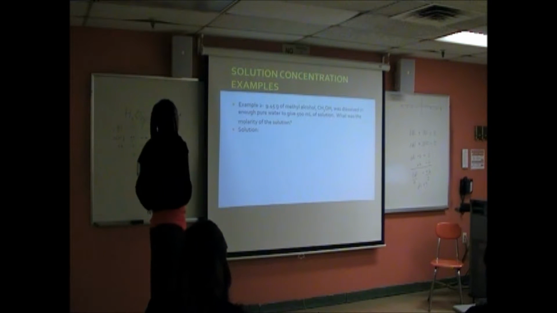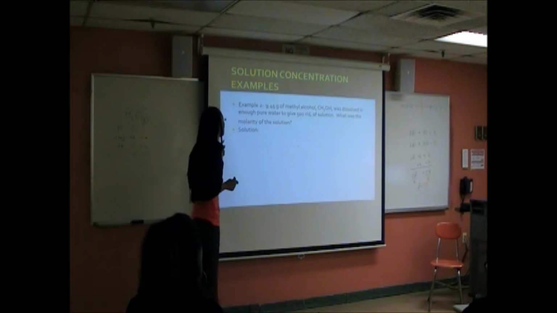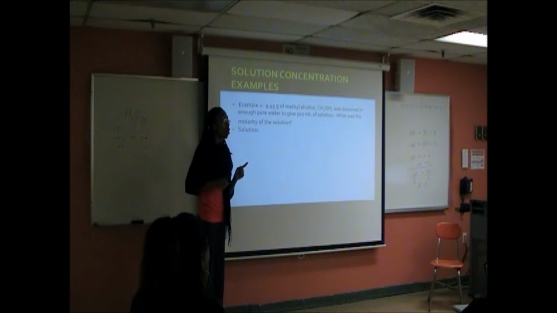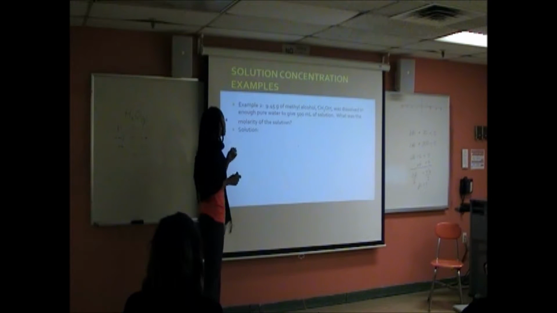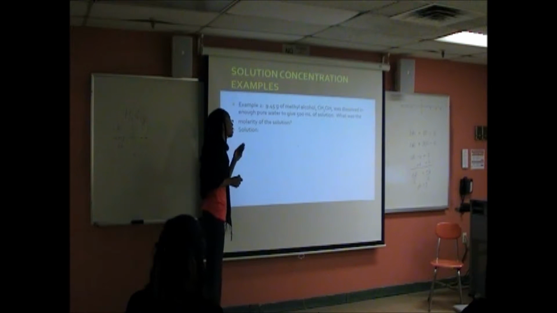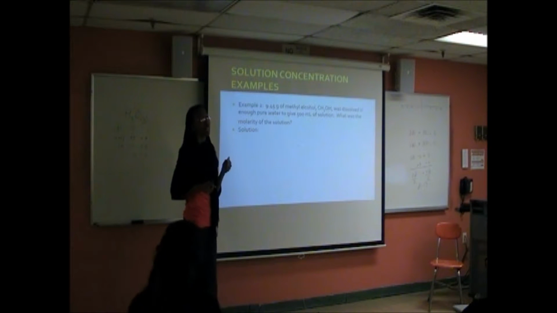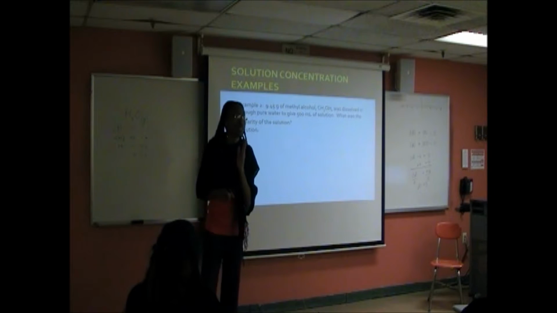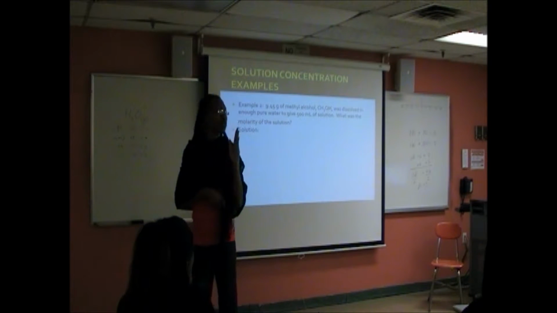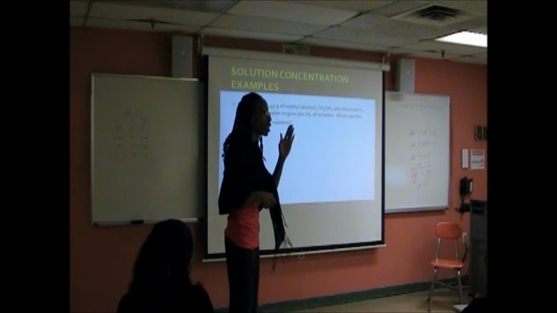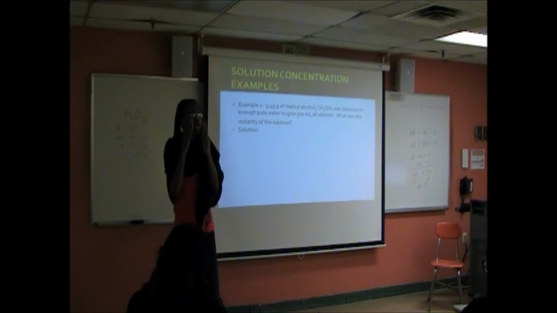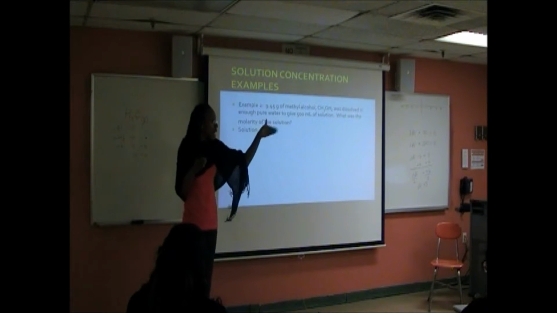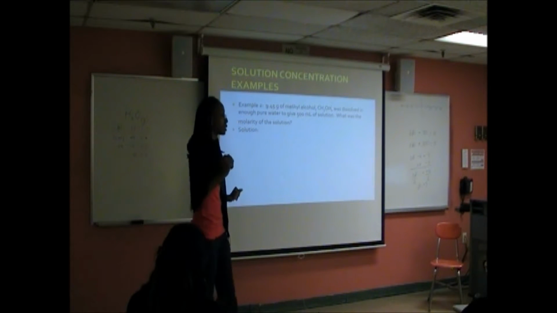All right, let's take another one. 9.45 grams of methyl alcohol, or methanol, was dissolved in enough pure water to give 500 milliliters of solution. What is the molarity of this solution? What do we need to do? Convert grams to moles. What do we need in order to convert grams to moles? The molar mass.